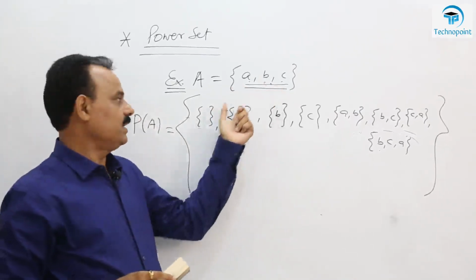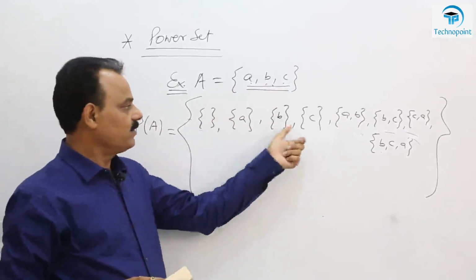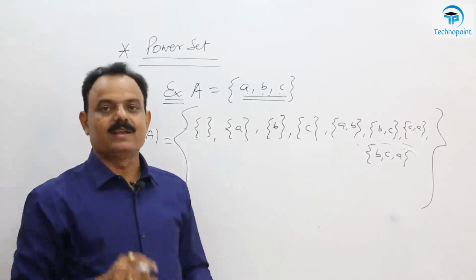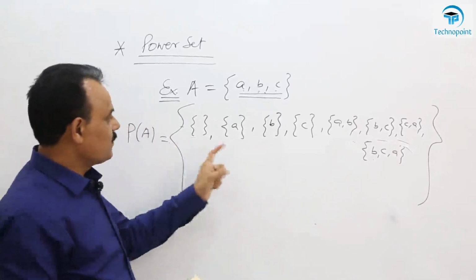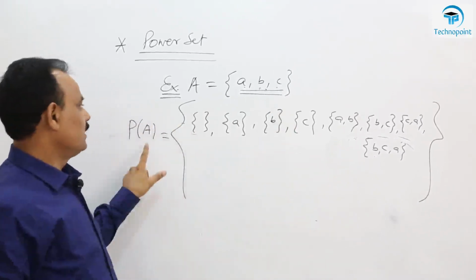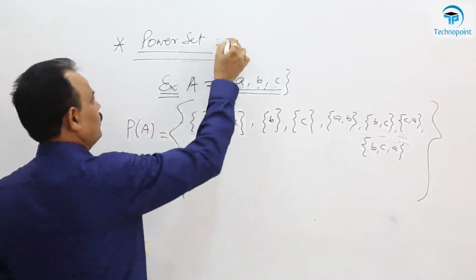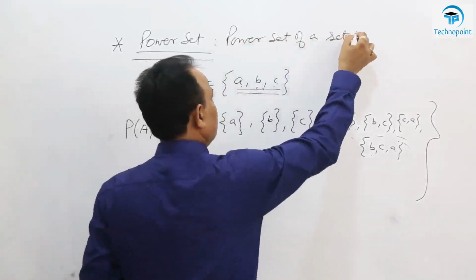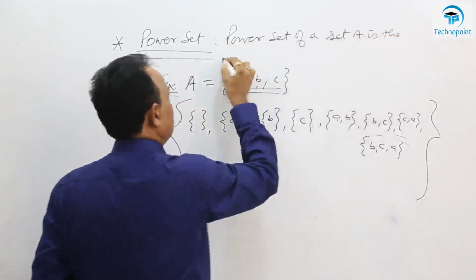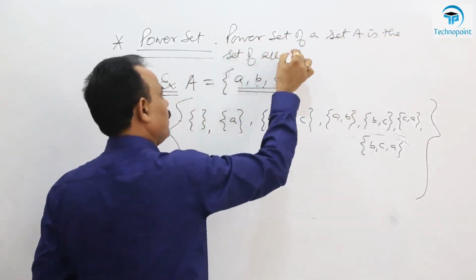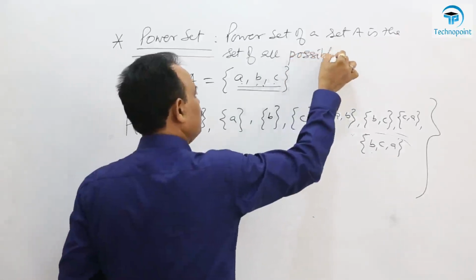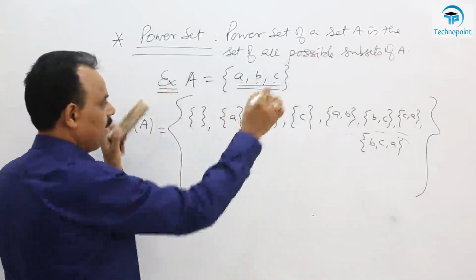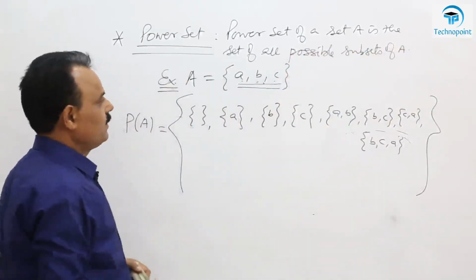कैसे बनाए थे सबसेट? पहले एक भी एलिमेंट ना है, फिर एक एक एलिमेंट वाला, फिर दो दो एलिमेंट वाला, फिर तीन तीन एलिमेंट वाला. कितना निकला था सबसेट्स? 2 to the power n. और इन सभी सेट्स, सबसेट्स का जो सेट है उसको कहते हैं पावर सेट ऑफ ए. सो व्हाट इज पावर सेट? पावर सेट ऑफ अ सेट ए इज द सेट ऑफ ऑल possible subsets of A. So make all subsets and then take a set of all those subsets, you will get the power set.